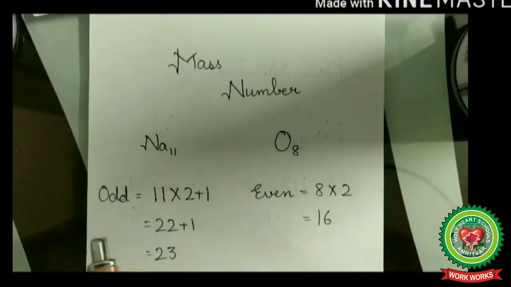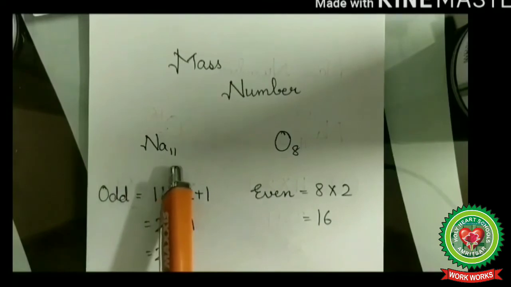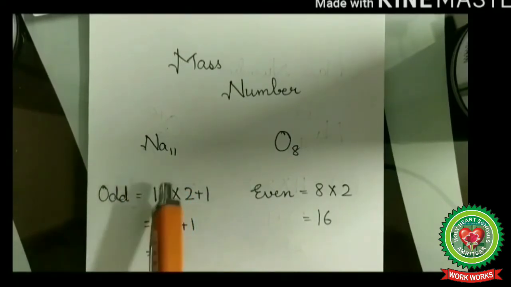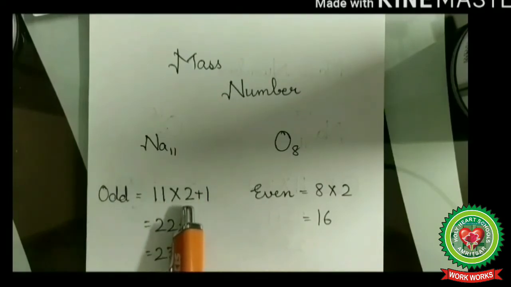I have taken two examples here. Sodium, whose atomic number is 11, that is odd. If the atomic number of an element is odd, then you will multiply it by 2 and add 1 to it. So 22 plus 1, that will be 23. So its atomic number is 11 and its mass number will be 23.